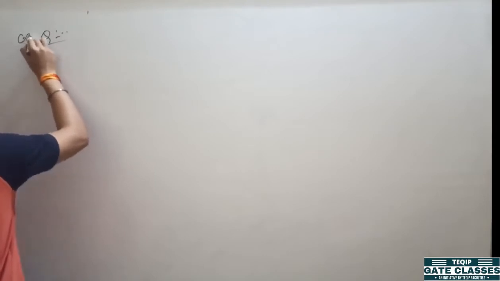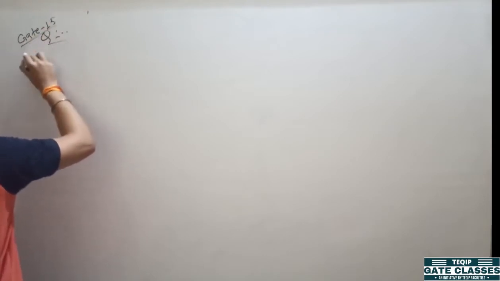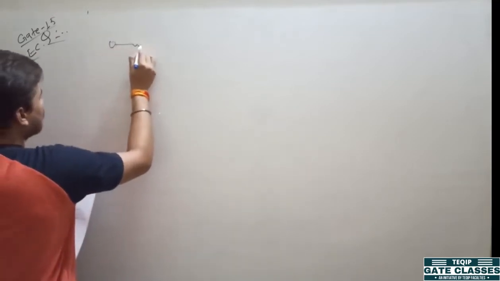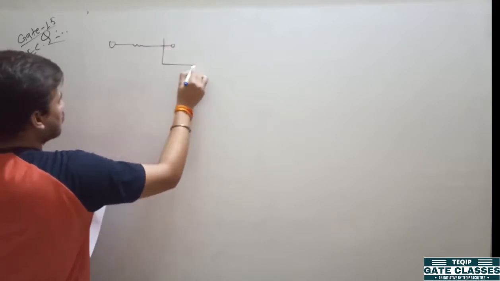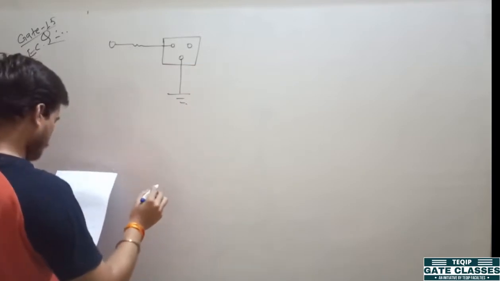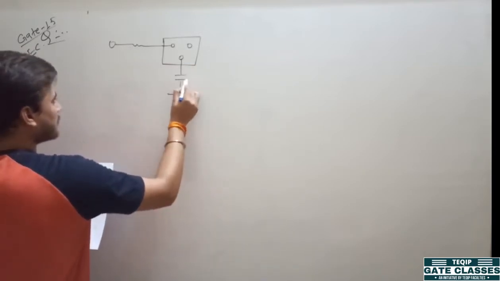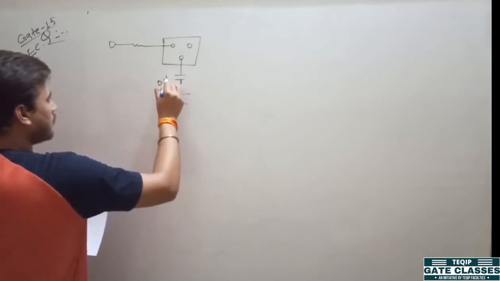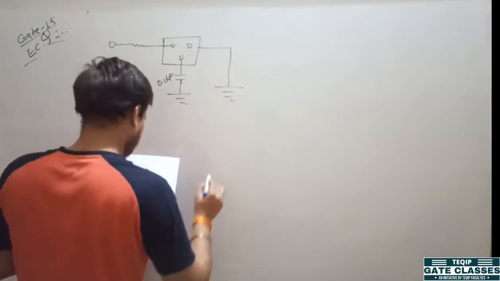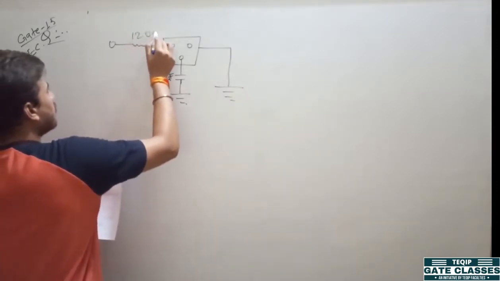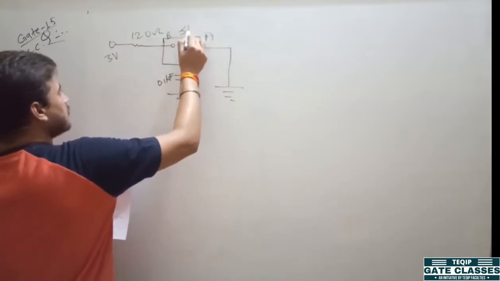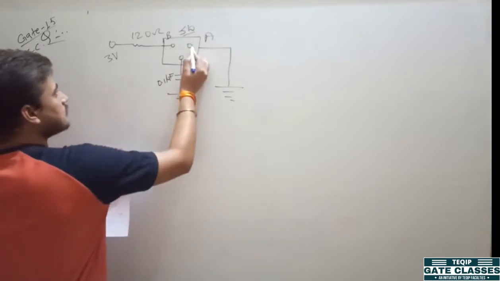It was asked in GATE 2015 Electronics and Communication Engineering. Here a capacitor is given, its value is 0.1 microfarad. Clear? Here it is 120 ohm, here it is 3 volt, here it is A, B, this is the switch box.